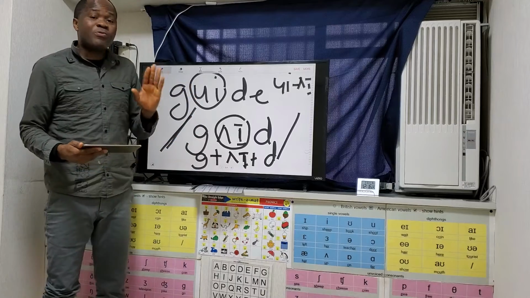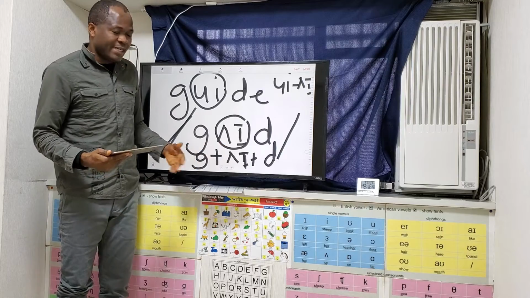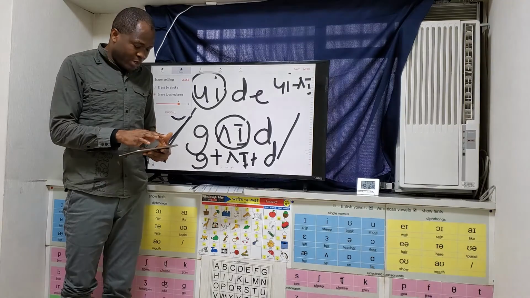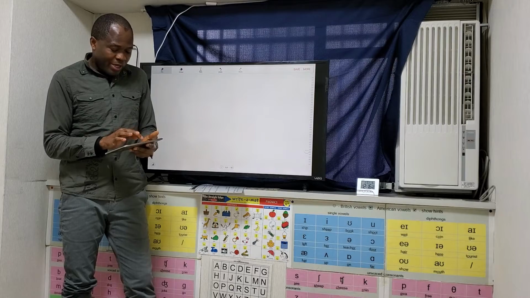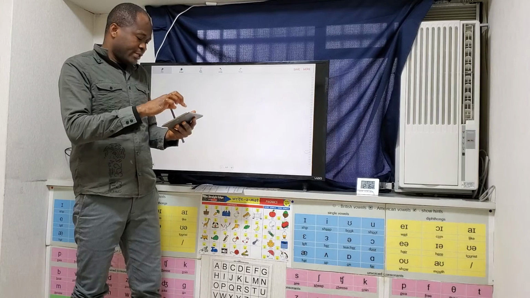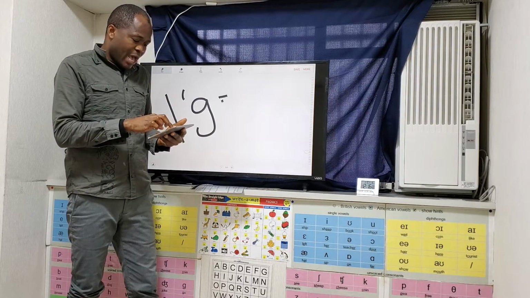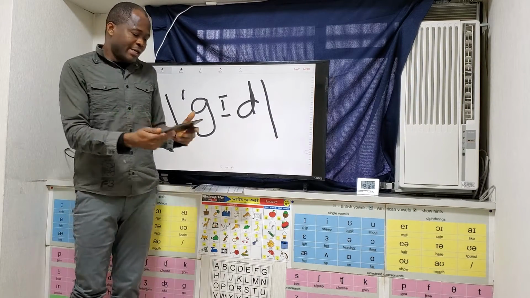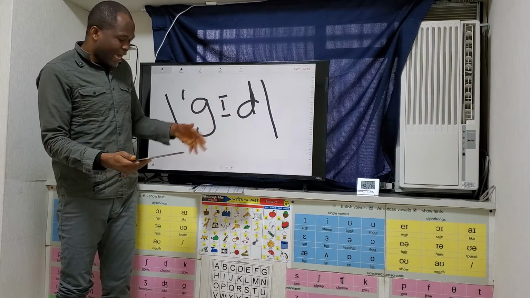So we have 3 phonemes. Now this is the British spelling, and this is the IPA, the International Phonetic Alphabet. Let's go to the American pronunciation. With American pronunciation, as I told you, it goes to the right. We have G, and we have the stress mark, the I, and the D. So in America, G, I, D, guide.